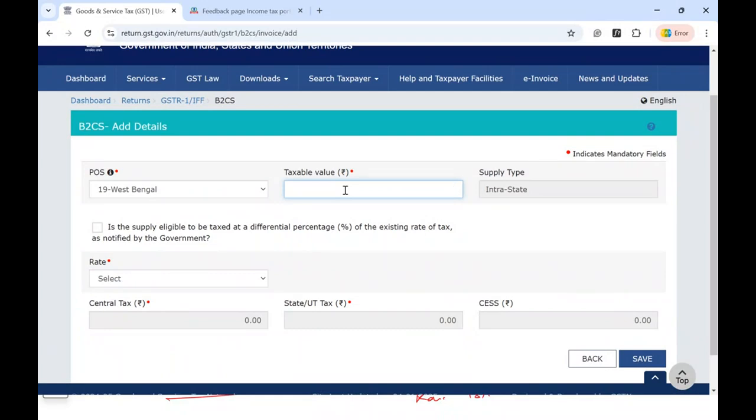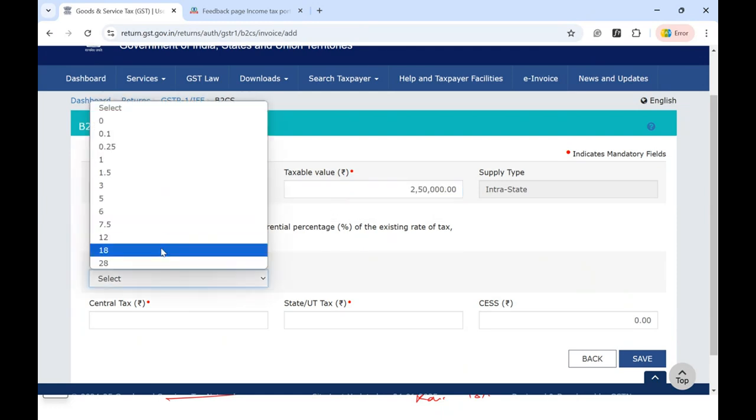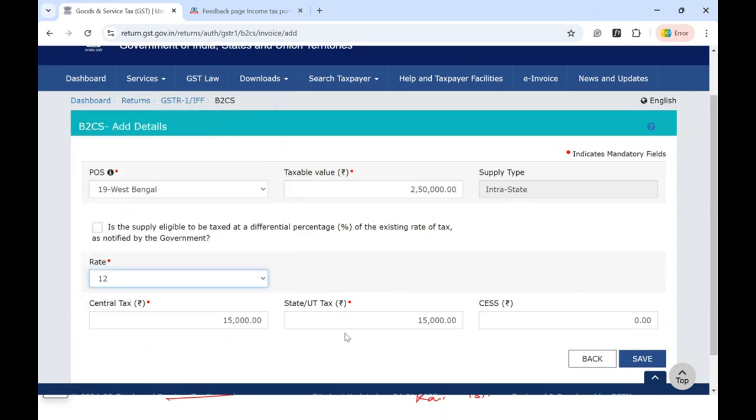We will consolidate this number and provide it, it may be of one invoice, it may be of many invoices. The consolidated number will be provided in this field. Say it is 2,50,000. Then we will choose the rate of GST. Say it is 12%, 18%, whatever rates are there, we will choose, and CGST and SGST will be automatically calculated.